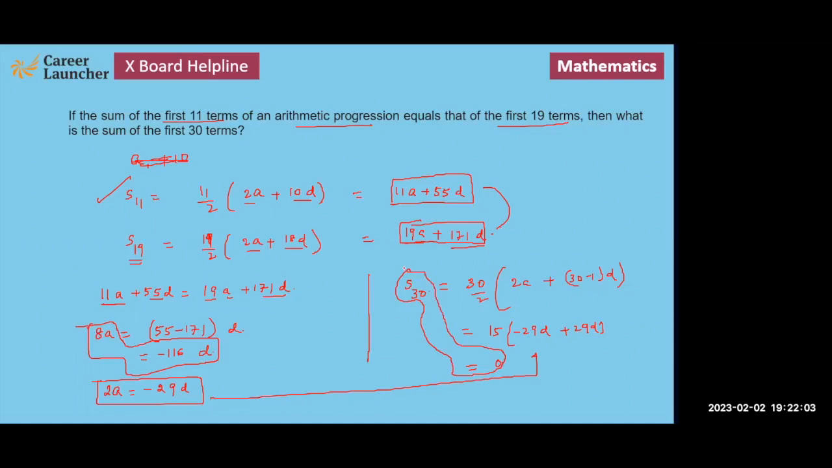So both methods are there, now you can use any method. Maybe this method is easy for you, right? The other method is also something important to know, right?